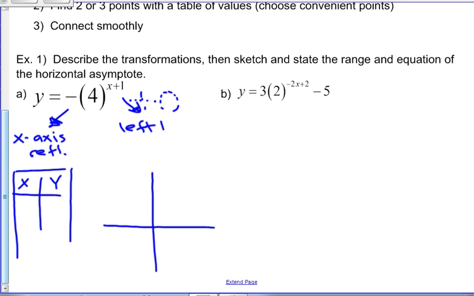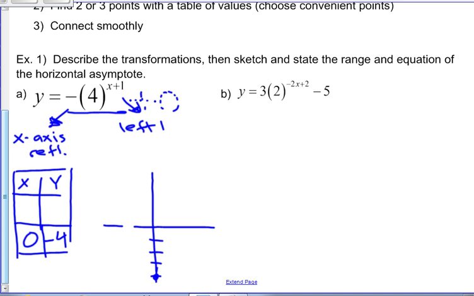And choose x values that are easy to work with. So I might choose 0 for an x value. If I put 0 into this whole function up here, I'd have negative 4 in brackets to the power of 0 plus 1. So that's 1. 4 to the 1 is 4. Make it negative. So right now, I know that the point (0, -4) is on this curve.